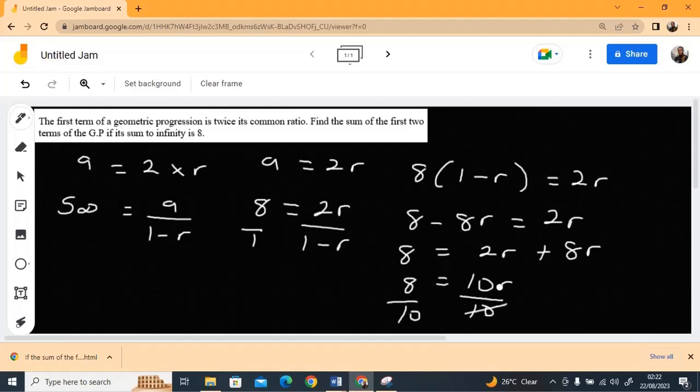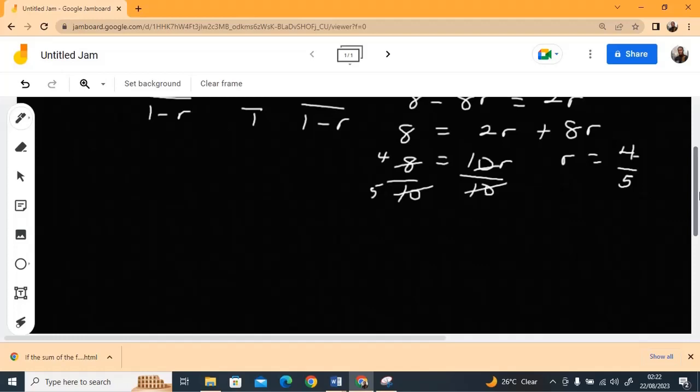10 cancels 10. So 2 goes into 8 is 4, and 2 goes into 10 is 5. So it means R equals 4 over 5. That is that. Now it's not done yet, because that is not what they asked us to find. They asked us to find the sum of the first two terms of the GP. Very good.